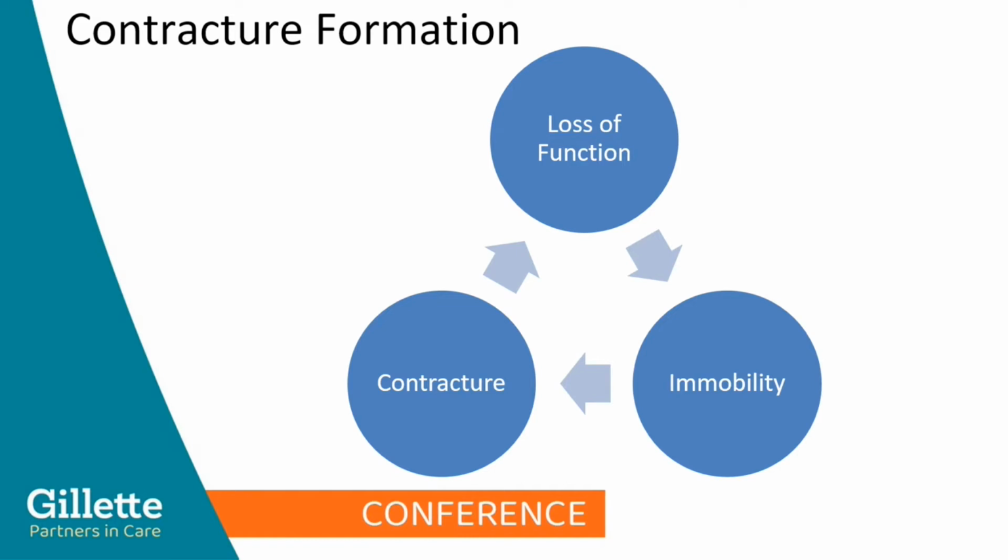So here you can see the contracture cycle. You start with loss of function, either from positioning or other neurologic sources. That's going to result in immobility, and then that immobility results in contracture. The contracture then is going to result in further loss of function, which will result in further immobility, and it continues to exacerbate and create new contractures, resulting in this cycle that continues to increase disability.